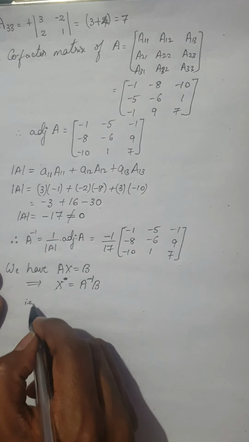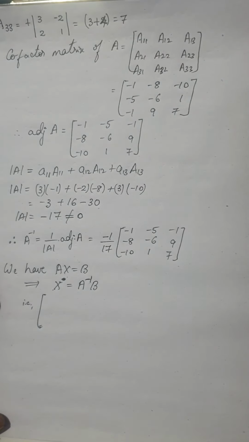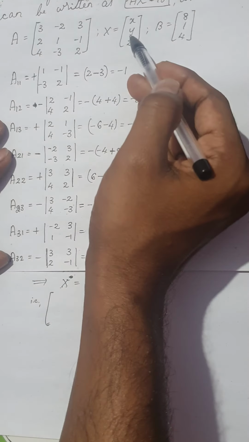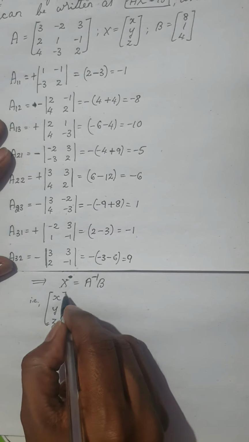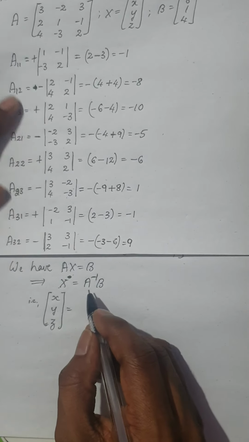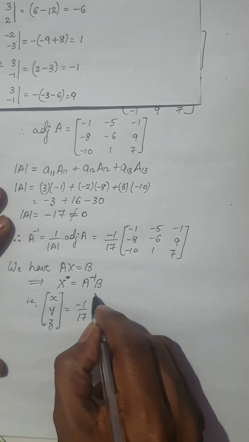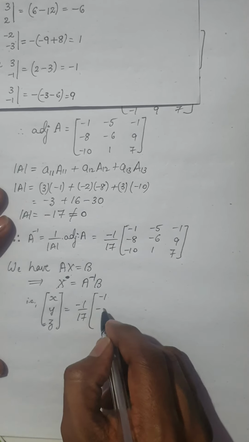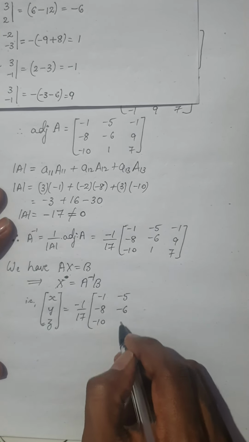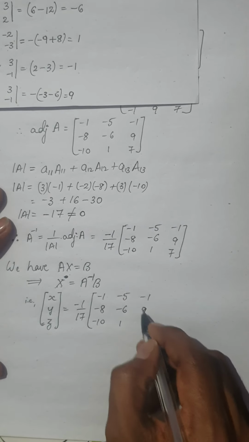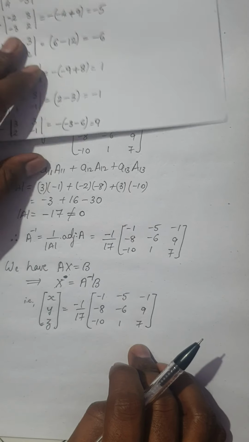That is, X is nothing but, we know the matrix X. What is the matrix X? So the matrix X is nothing but, as we taken it previously, it is X, Y and Z. This is nothing but A inverse, which I already got now. So I have minus 1 by 17 into, write down this neatly, minus 1, minus 8, minus 10, minus 5, minus 6, 1, minus 1, 9 and 7.